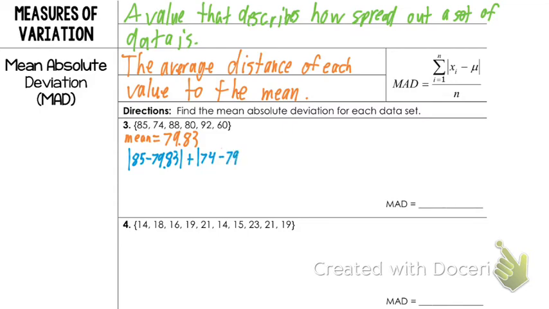What? We have to get rid of all that? The next piece of data. What's the next data point we see after 74? 99. 88. 88 minus 79.83. I can do this in my head. Okay. Plus, what's the next one?